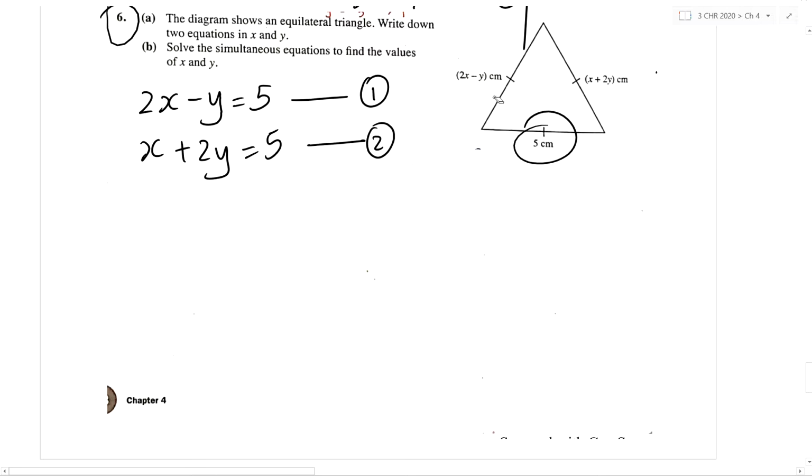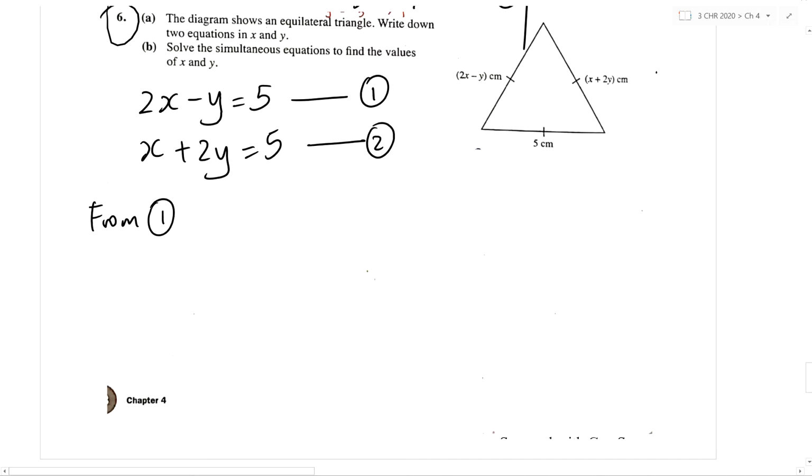Okay, right now, since we have been using substitution, do you want to try elimination or you still want to go ahead with substitution? Which one is easier over here? I will go with the majority. Who wants elimination? Raise your hand. Who wants substitution? Okay, let's go with substitution. You want to use equation 1 or equation number 2? Equation number 1, okay.